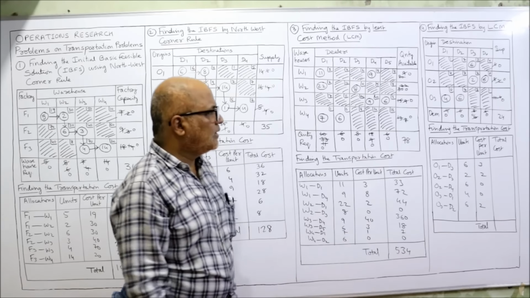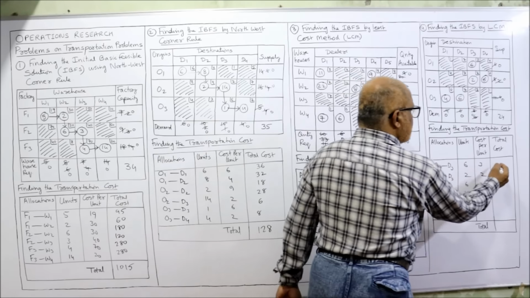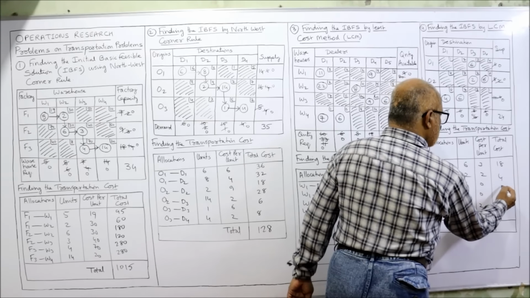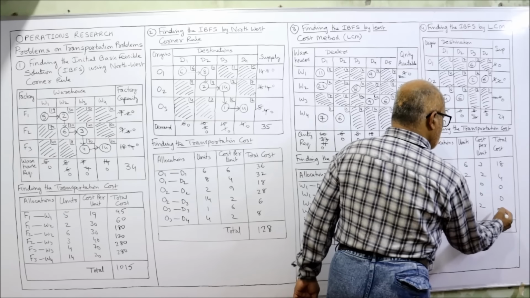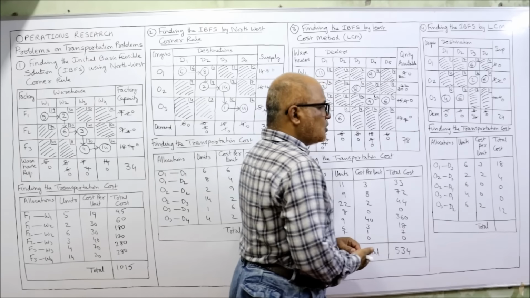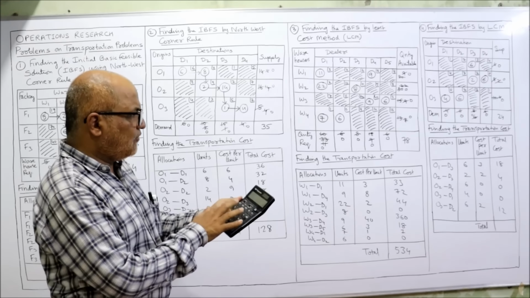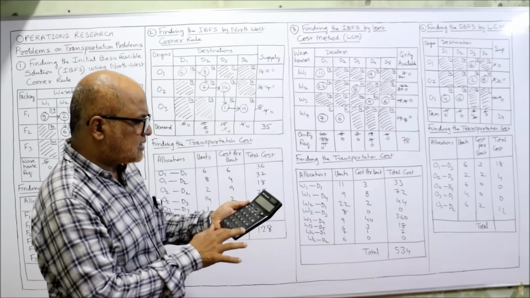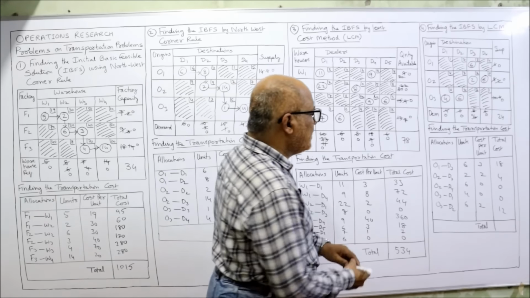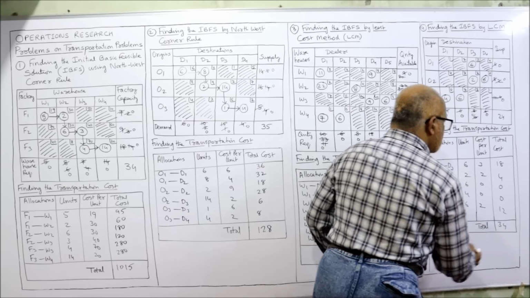That's all. Now multiply. 6 3s are 18. 2 2s are 4. 6 0s are 0. 4 into 0, 0. 6 2s are 12. So here we are having 18 plus 4 plus 12. It comes to 34. 34 is the total cost. That's all.